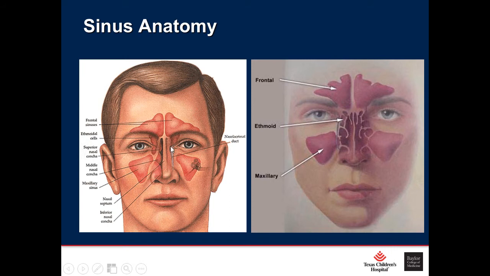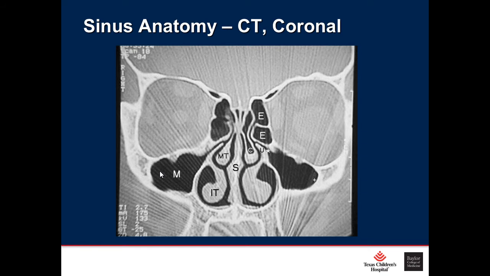Other important pieces of anatomy are our midline septum of our nose, as well as the turbinates that lie, three of them in each nasal cavity: the superior, the middle, and the inferior turbinate. The coronal CAT scan shown here is again a very good depiction of these sinuses.